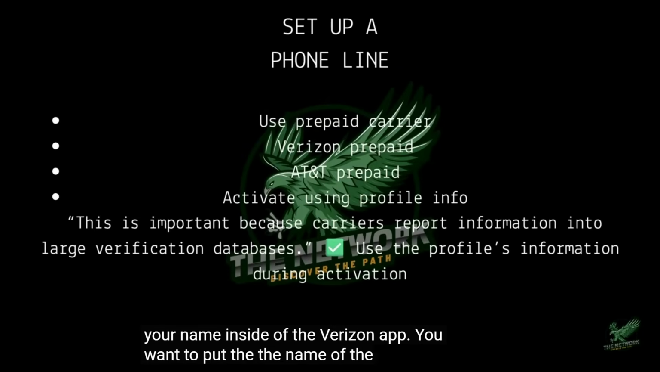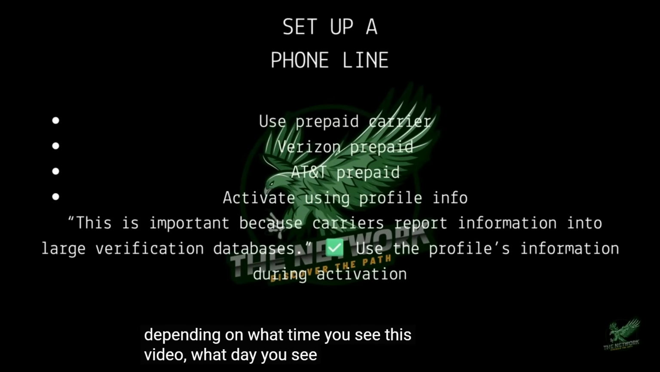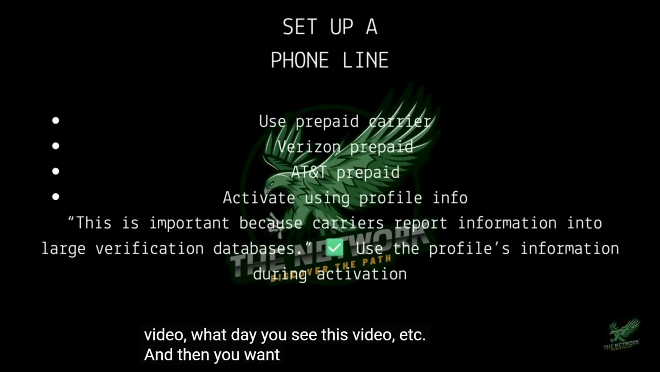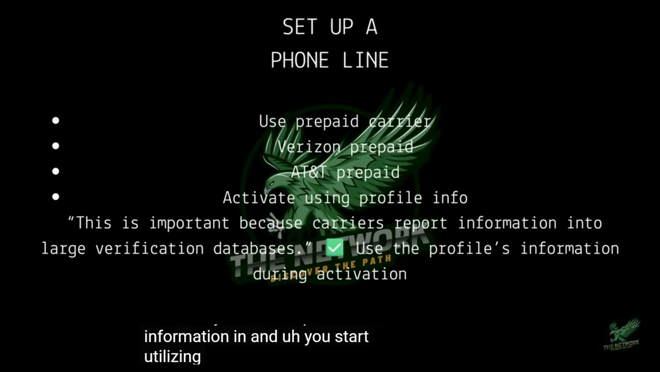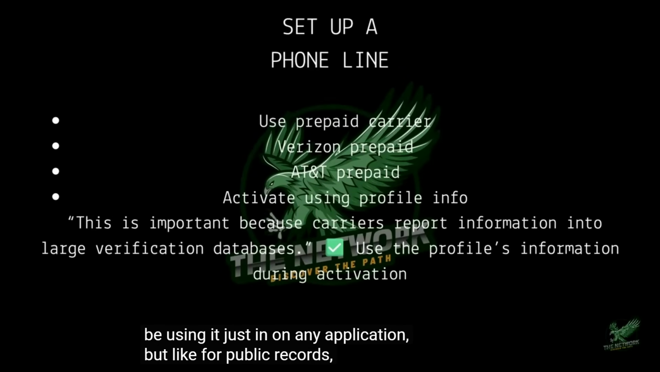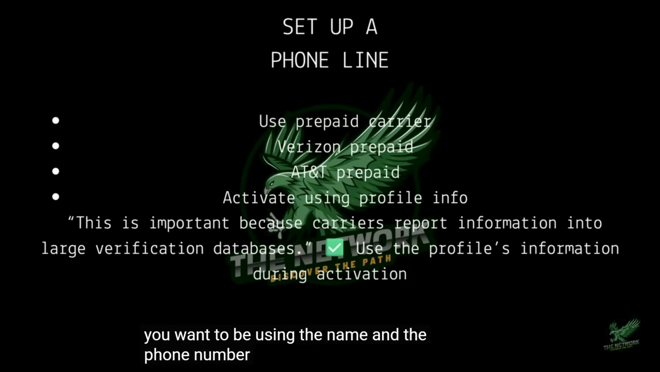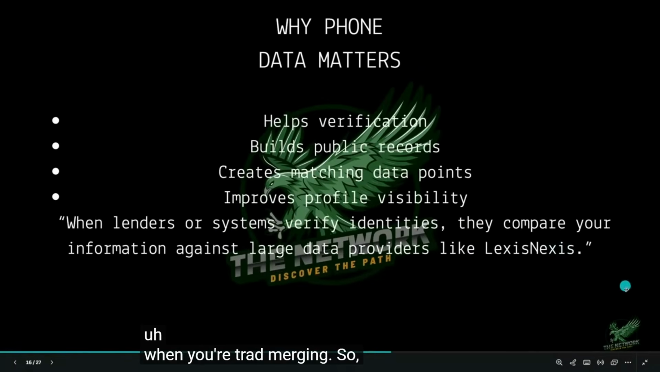You want to put the name of the CP profile. You want to make sure that you put the address on the CP profile if available. Sometimes they have it available, sometimes they don't, just depending on what time you see this video, what day you see this video, etc. And then you want to put that information in, and you start utilizing that phone number within your applications. But you're not going to be using it just on any application, but like for public records. And also you want to be using the name and the phone number in conjunction when you're tri-merging. So just keep that in mind.